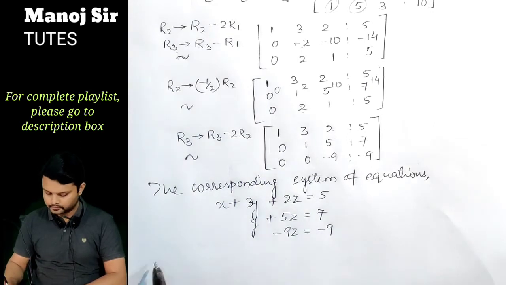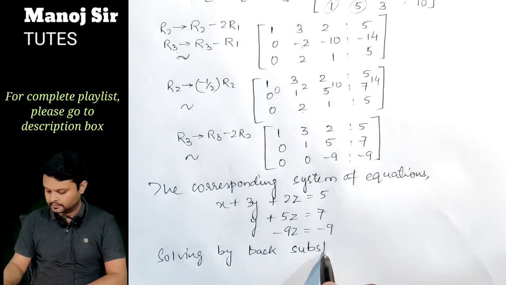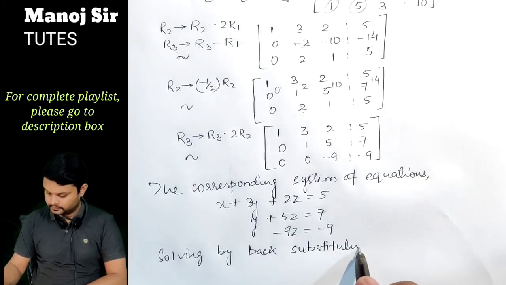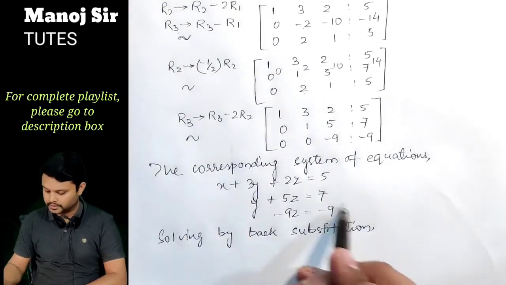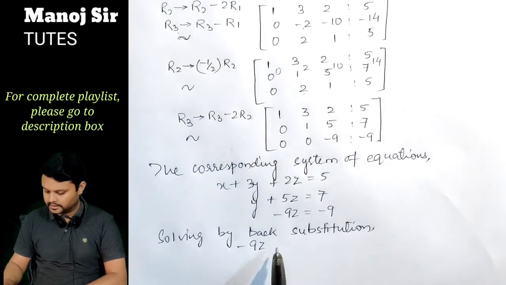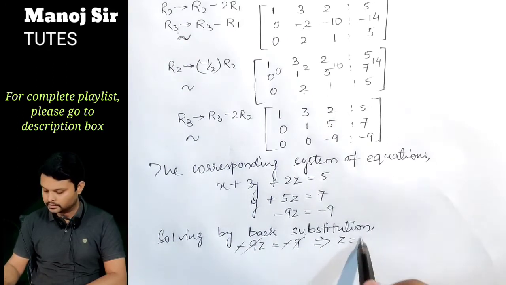So here, solving by back substitution, that is minus 9z equals minus 9. The negatives and the 9 will get cancelled. What is left? That is z equals 1.